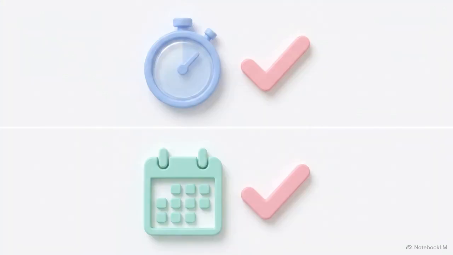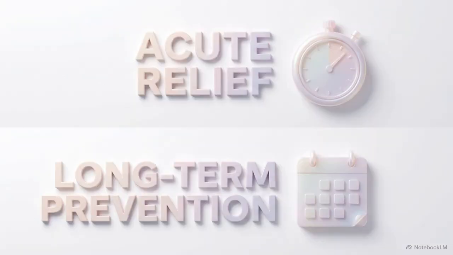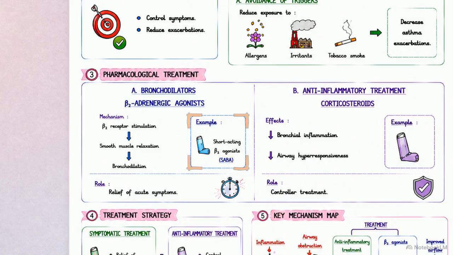Because the disease operates in 2 distinct phases, treatment requires 2 parallel therapeutic objectives: immediately control the active symptoms and proactively reduce the frequency of future exacerbations. This pharmacological chart maps the strategy. Symptomatic treatment relies on short-acting beta-2 agonists, or SABAs. These act directly on the smooth muscle receptors, forcing relaxation and providing immediate bronchodilation.